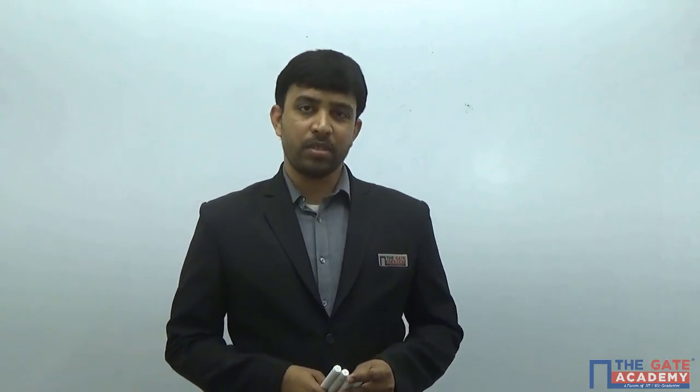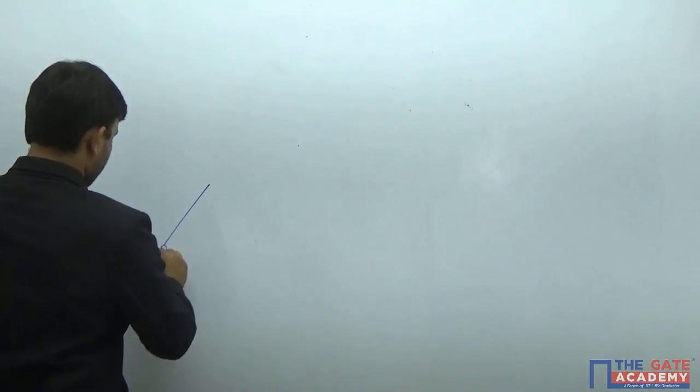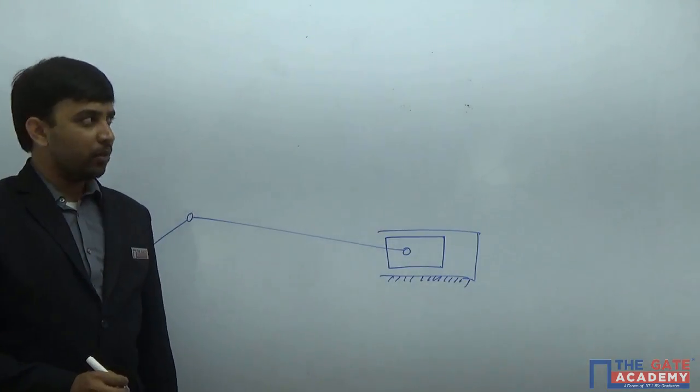In this class, we are going to see velocity analysis of a slider crank mechanism by using the instantaneous center method. We already saw what an instantaneous center is and how to do velocity analysis by using the instantaneous center method in the previous video. Here we'll see how to do velocity analysis for a slider crank mechanism. I'm taking a slider crank mechanism like this. This is the crank.